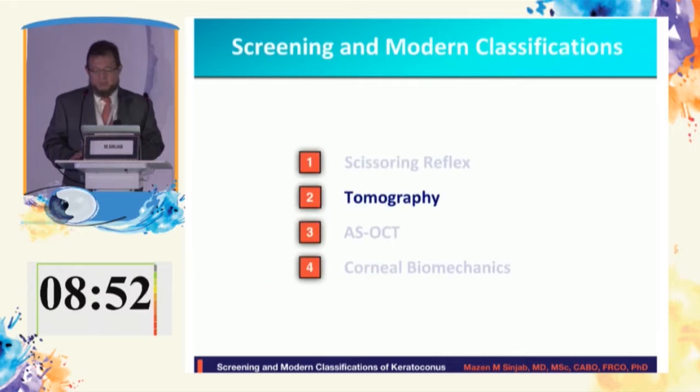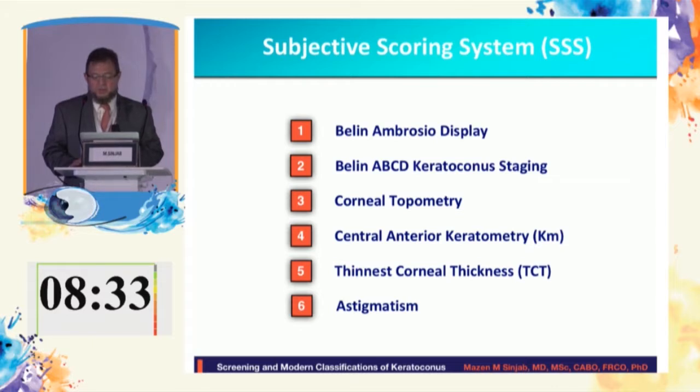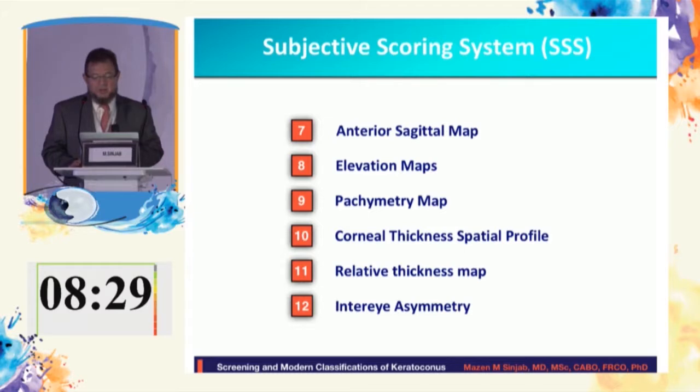Now, regarding tomography, I developed a 12-point subjective screening or scoring system. I depend on these 12 points. Bellin-Ambrosio display, Bellin ABCD keratoconus staging, corneal topometry, central anterior keratometry, thinnest corneal thickness, astigmatism, anterior sagittal map, elevation maps, pachymetry map, corneal thickness spatial profile, relative thickness map, and inter-eye asymmetry.